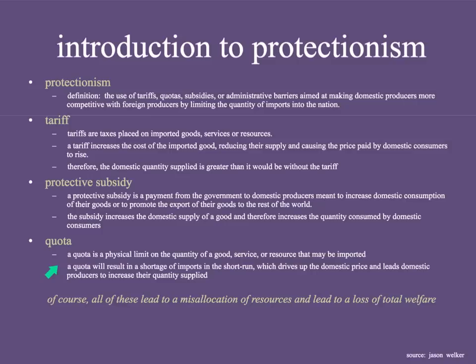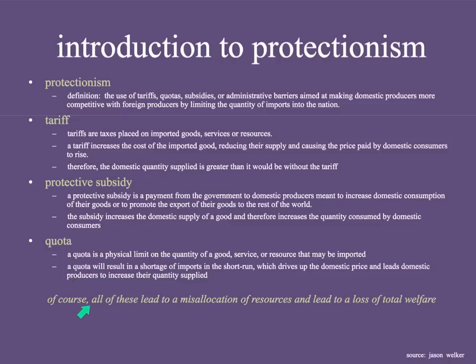So a quota is a physical limit on the quantity of goods or services or resources that can come into your country. So a quota will result in a shortage of imports in the short run, which drives up the domestic price and leads to domestic producers to increase their quantity supplied. There are videos on the protective tariff, a protective subsidy, and a protective quota. Check them out individually for more clarity on that.